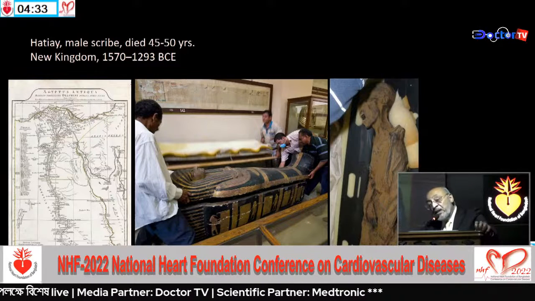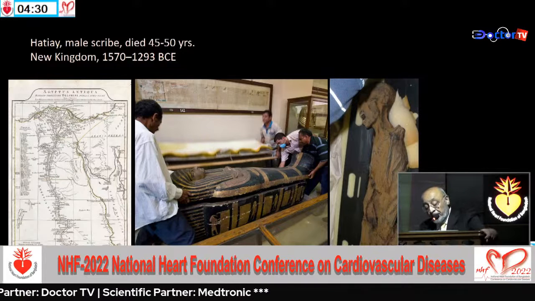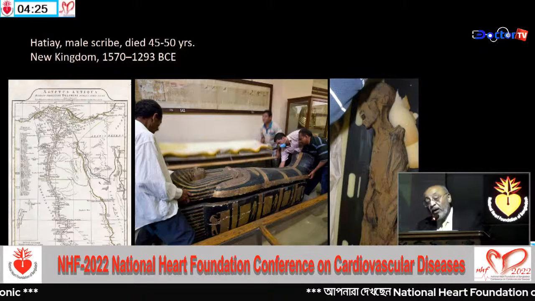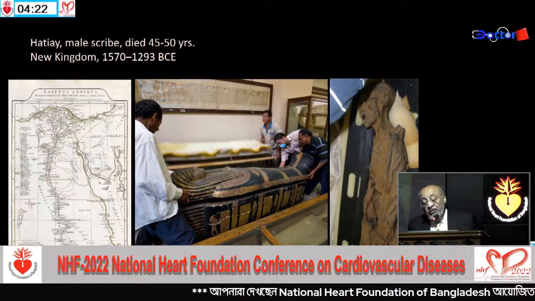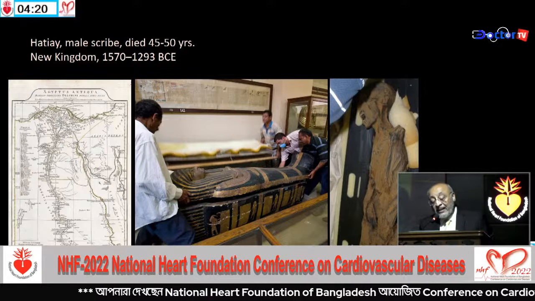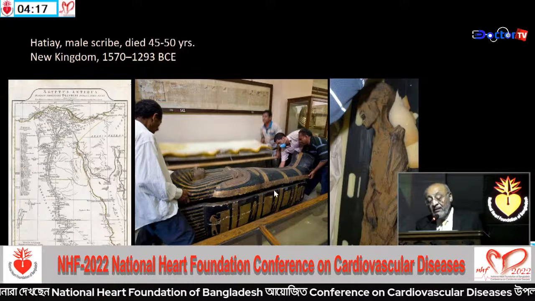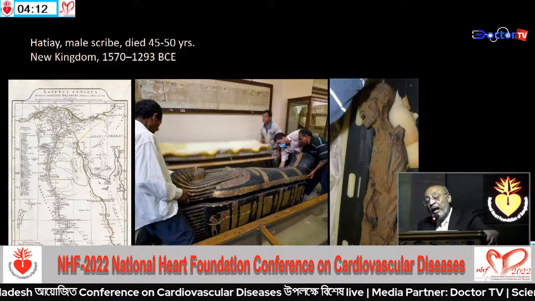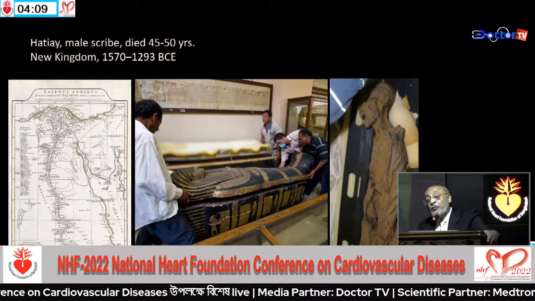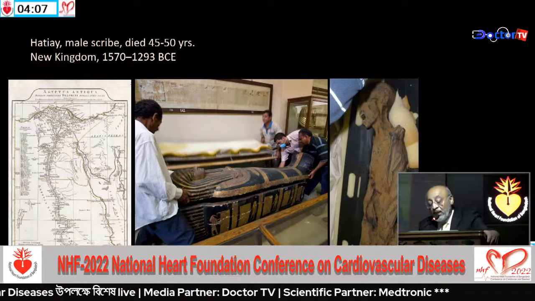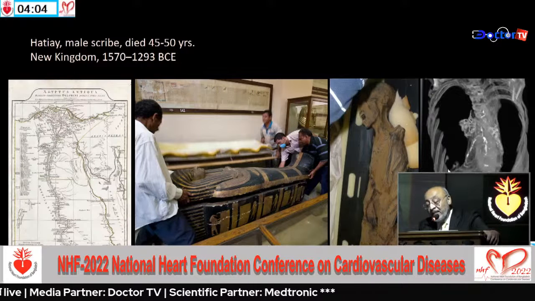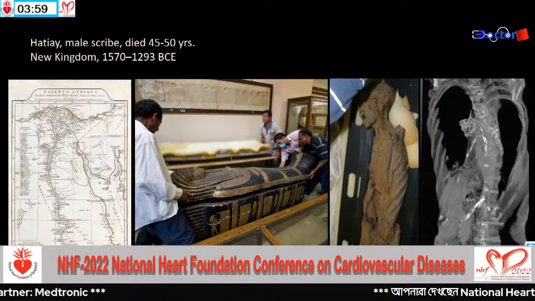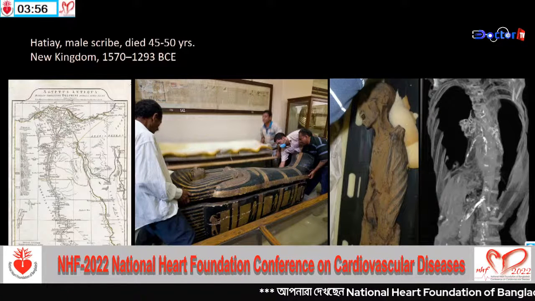So we took the permission from the Egyptian Ministry of Antiquity, and we have now imaged approximately 450 mummies from Egypt, whichever museums they exist in. And as you can see here, this is the sarcophagus. We have taken the mummy out and have used the CT scanners to look at the vascular calcification. The expectation was that there would have been no disease 4,000 years ago. But what we find is that there's significant calcification in the coronary vasculature. And you can also see the aortoiliac bifurcation, which is heavily calcified.